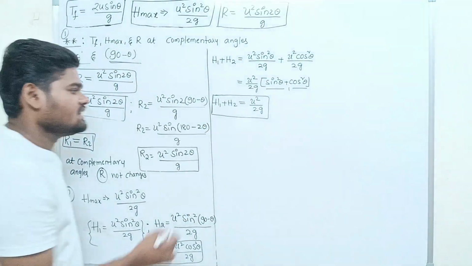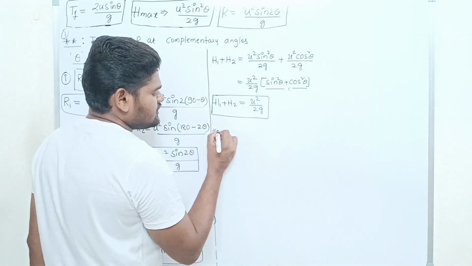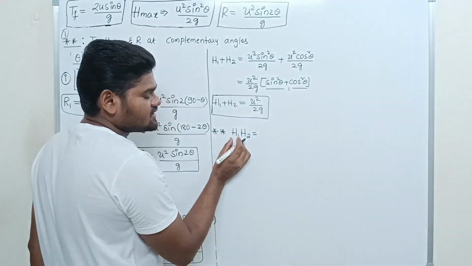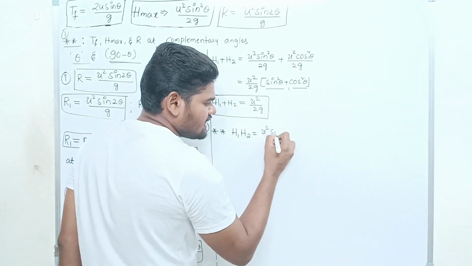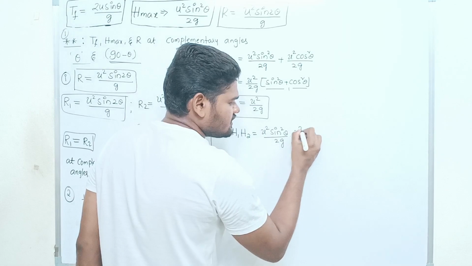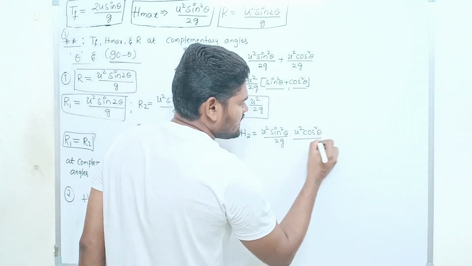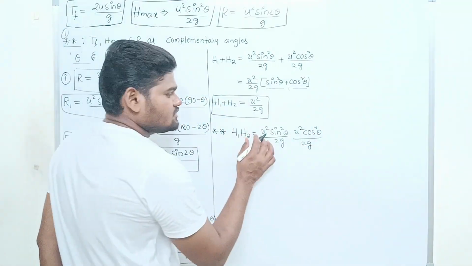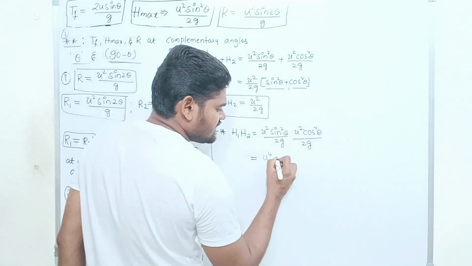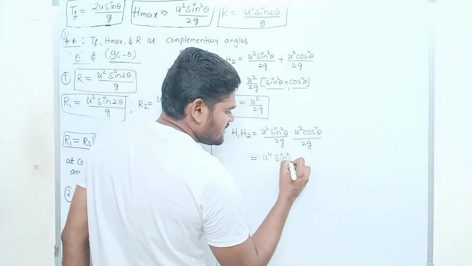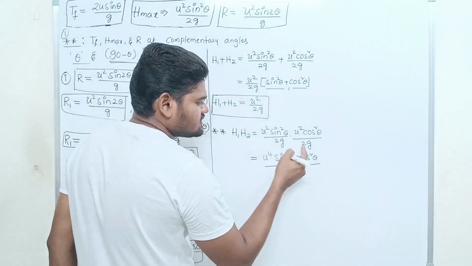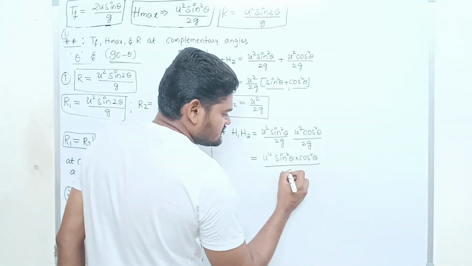Simple applications. Next I'm finding H1 into H2. So that is equal to, what is the value of H1 we got? u square sin square theta by 2g. What is the H2 value we got? u square cos square theta by 2g. Are you getting it? So u square into u square, u power 4. Here sin square theta is there, cos square theta is there. So it becomes sin square theta into cos square theta divided by 2 to the 4, g into g, g square.